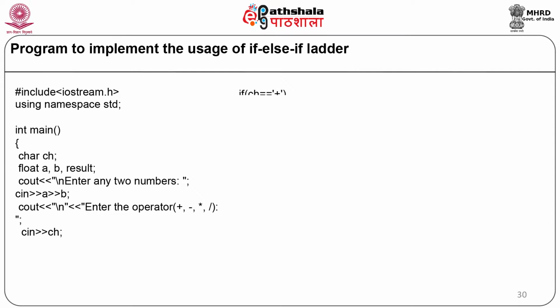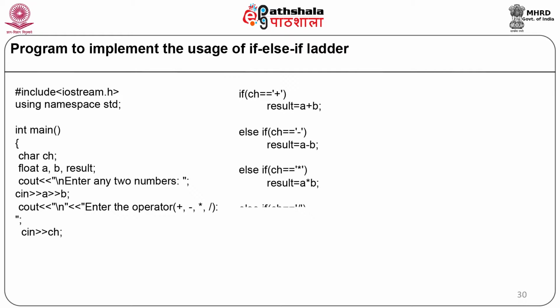So, here we are going to start with the first. If ch is equal to plus, then the result will be a plus b. We are going to add the 2 variables. Else if ch is equal to minus, then the result will be a minus b. Else if ch is equal to star, then the result will be a star b. Else if ch is equal to slash, then the result will be a divided by b, or a slash b.